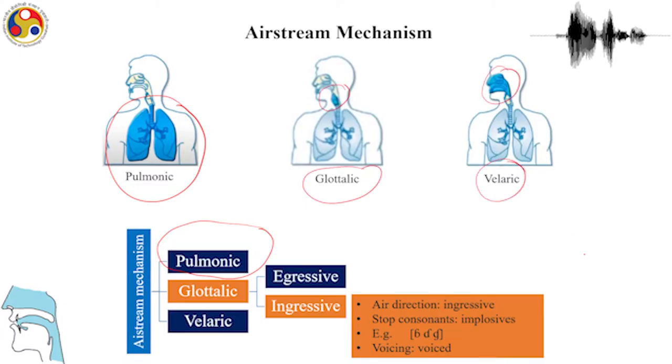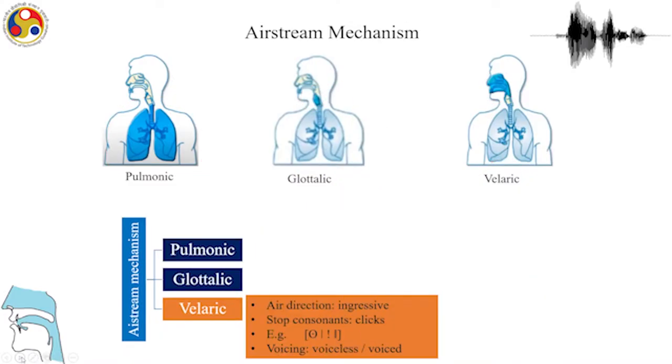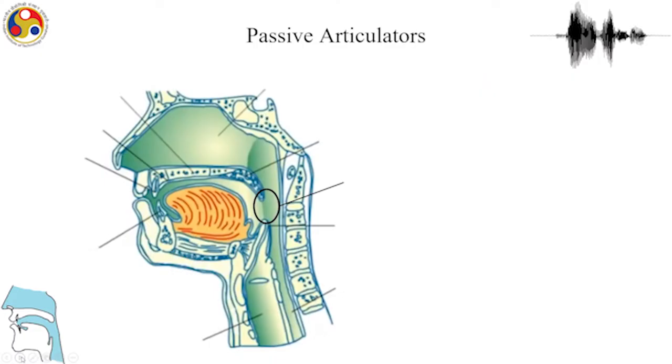The glottalic produces the ingressives and the implosives, and then we have the velaric airstream mechanism, which produces ingressive sounds, which are clicks. And also when we studied the sounds of the world's languages, we saw how clicks are produced. So this shows the importance of the airstream mechanism in producing different types of sounds.